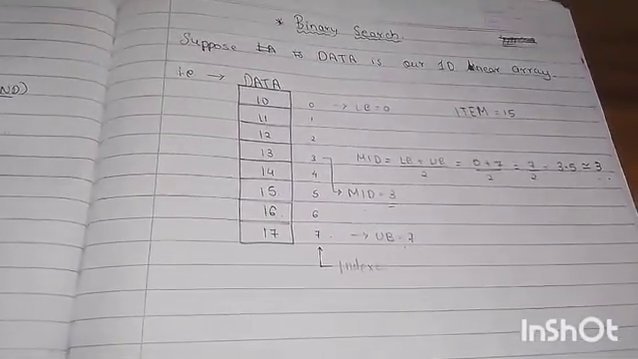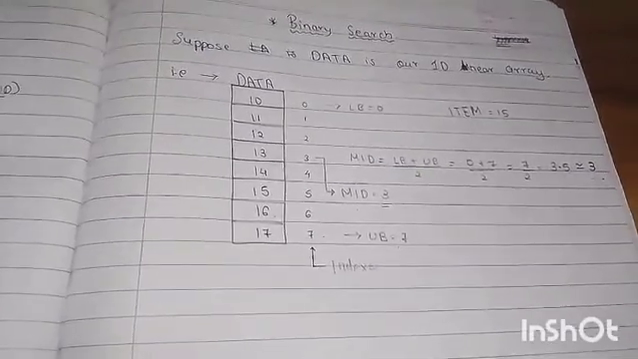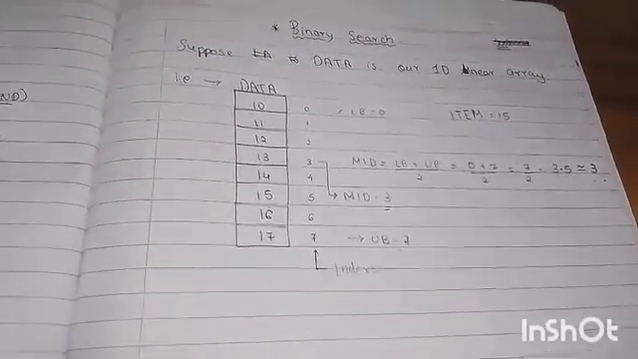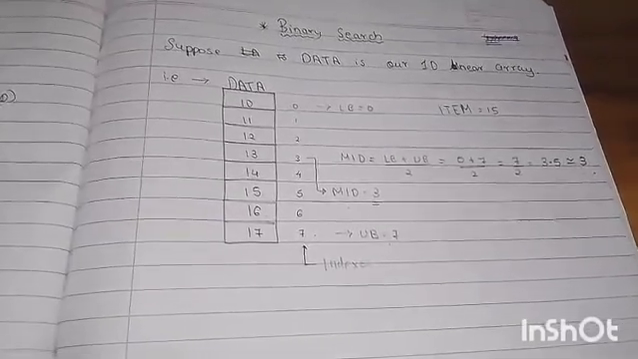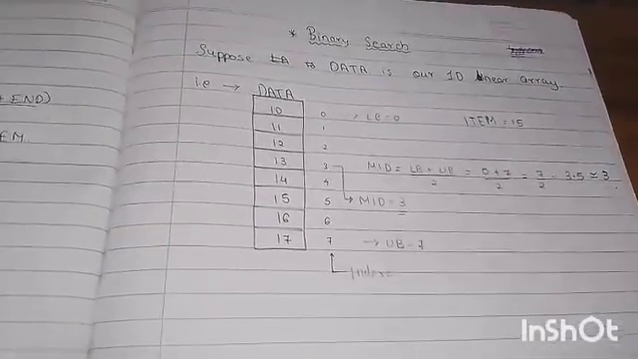Binary search is a type of searching method which overcomes the linear search, and we can easily search any element in a given array with the binary search method.